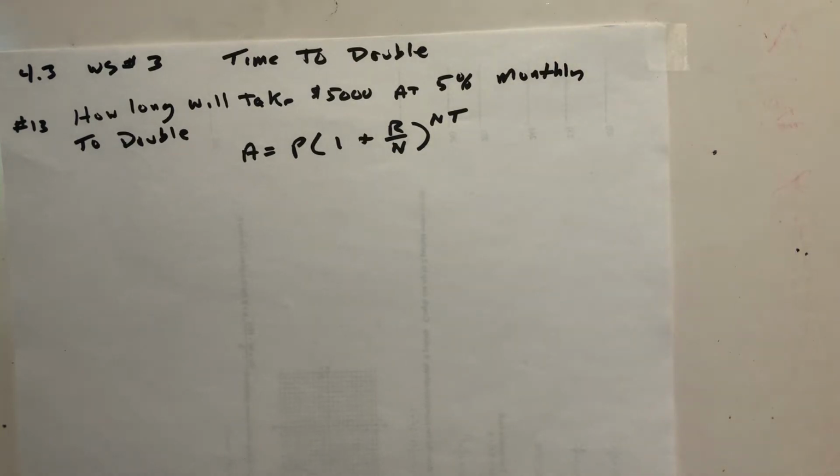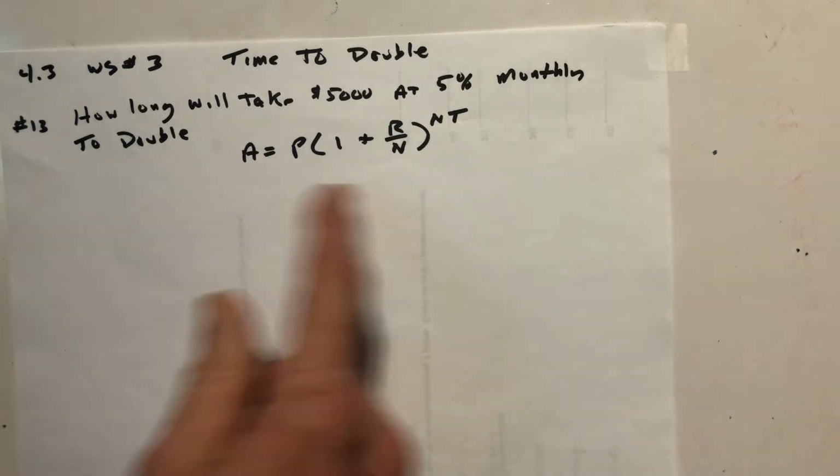Sometimes people wonder how long it will take our house to double in value. Like if we pay $200,000 for a house, with inflation, eventually it'll be worth $400,000. Well, if it grows at the same rate all the time, for example, you put money in the bank and it grows at 5% monthly, how long will it take to double?